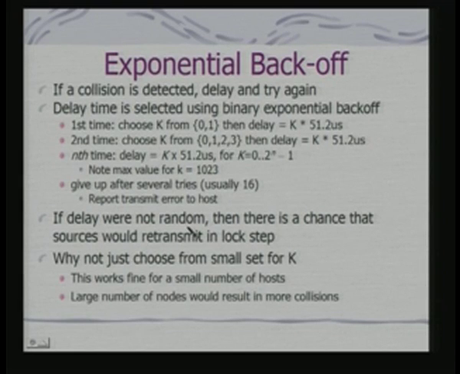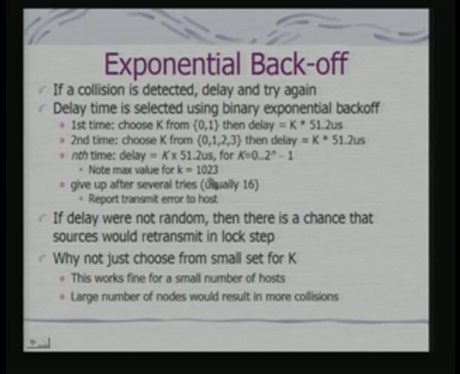So, why is the delay random? Because if there is no random delay, there is a chance that sources would retransmit in lockstep. That means they would again land up in a collision. And why not just choose from a small set for k? This works fine for a small number of hosts, but if the number of hosts increases, a large number of nodes would result in more collisions with a small range of k, and that is why I use a larger range of k.